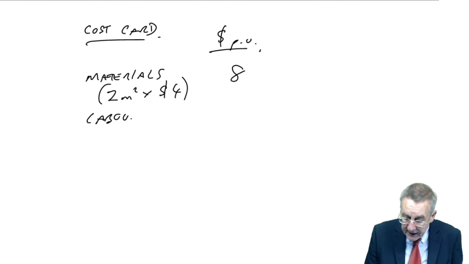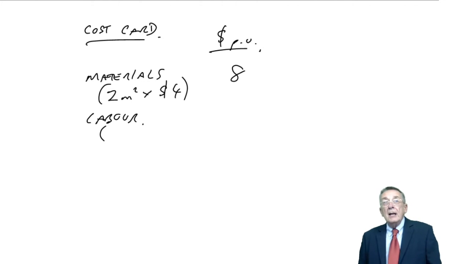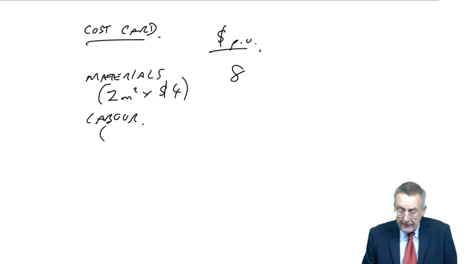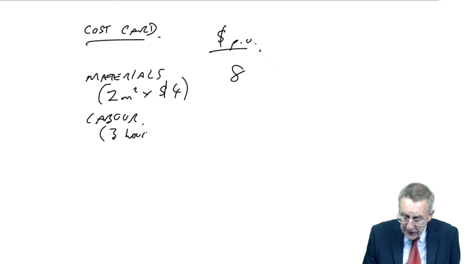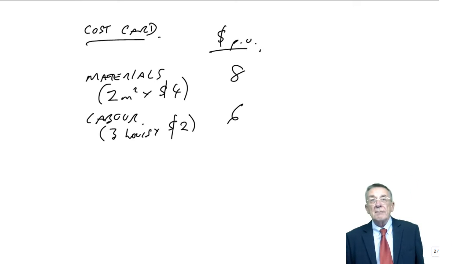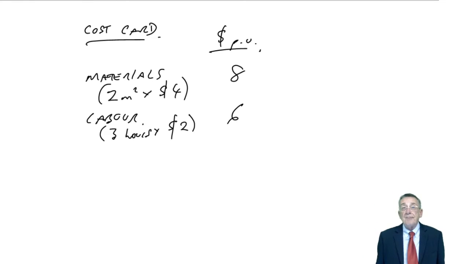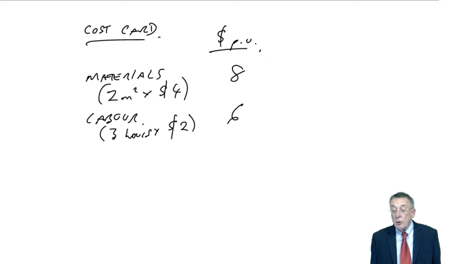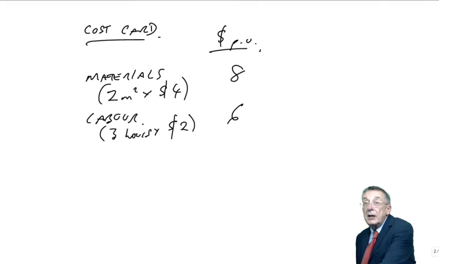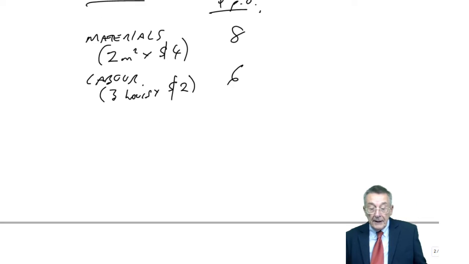Conventionally, we also need labour. Maybe we've made a few and I've been timing them. It takes 3 hours to make a desk. We pay workers $2 an hour. Again, I'm inventing figures, rather than talk blind. So there's another $6, the labour cost.